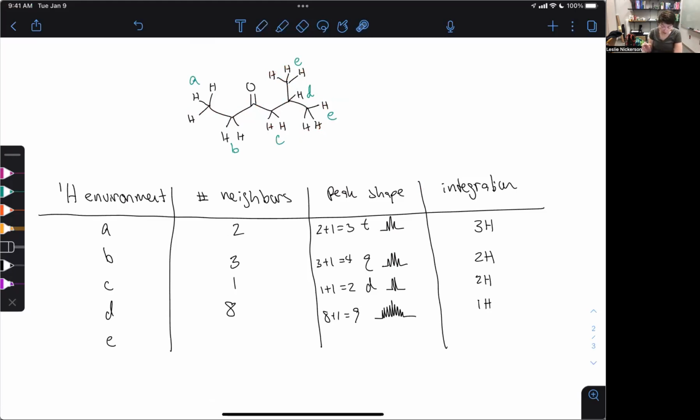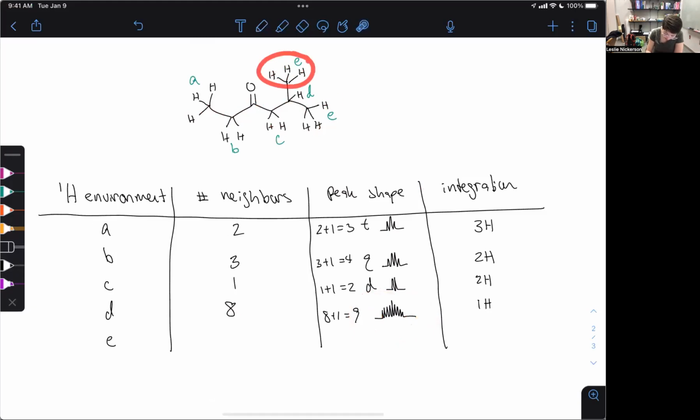Okay, so what you want to keep in mind here is a lot of times if you see something like this, sometimes the little edge ones will almost be hidden in the baseline. They're so tiny because that splitting gets so fine. So if you see something like this, you should tell yourself that thing's got a lot of neighbors. And sometimes that's all you need to solve the puzzle. Okay, all right.